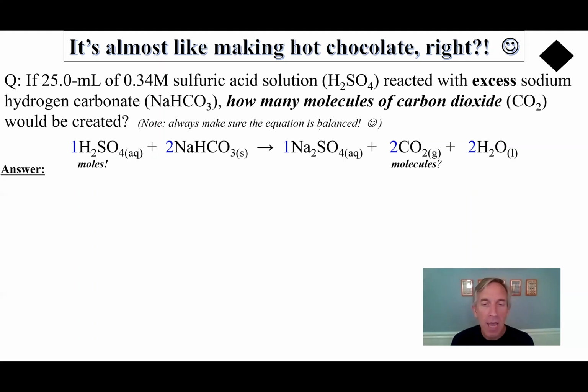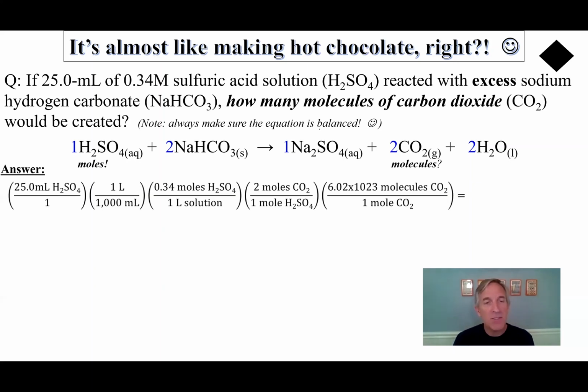Now, for every 1 mole of sulfuric acid, I produce 2 moles of CO2. This is the dimensional analysis method I use. I highly recommend it. And in this process, I start with the 25 milliliters of sulfuric acid I was given in the problem and start trying to convert and cancel units until I end up with units of molecules of carbon dioxide.